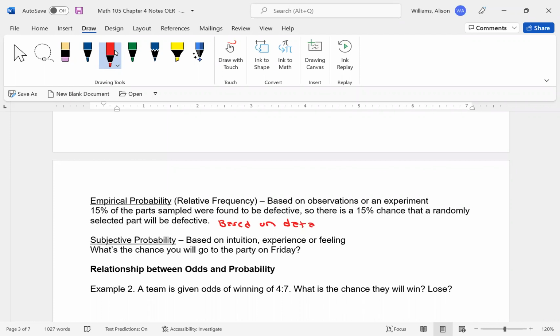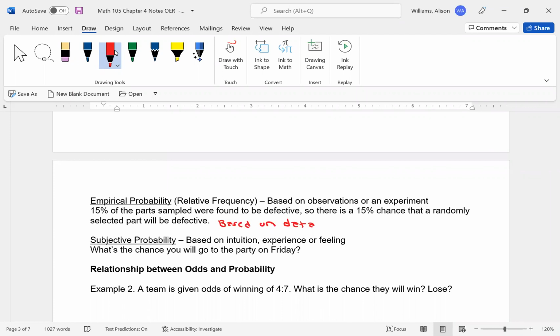Subjective probability is something we do a lot ourselves based on intuition, experience, or feeling. What's the chance that you're going to go to a party on Friday? You know what the odds are, if it's going to be pretty good or not. Maybe you love going to parties and the chance that you don't go is very small. Or maybe you know somebody who tends to run late, so you know the odds of them being late. That's subjective probability. It's based on data, but it's not recorded data that we're necessarily keeping track of.